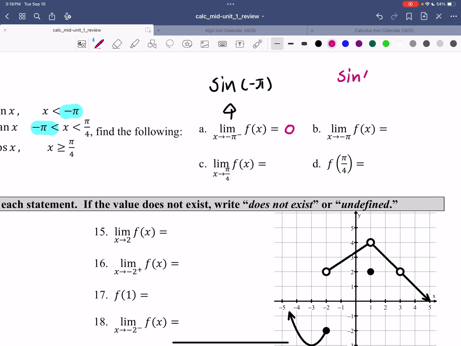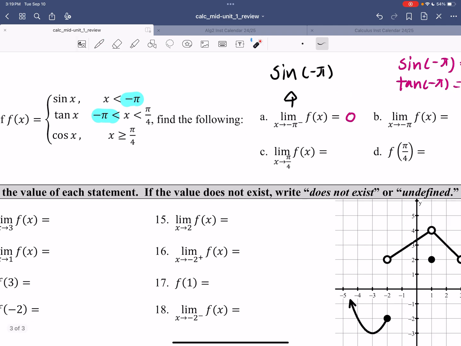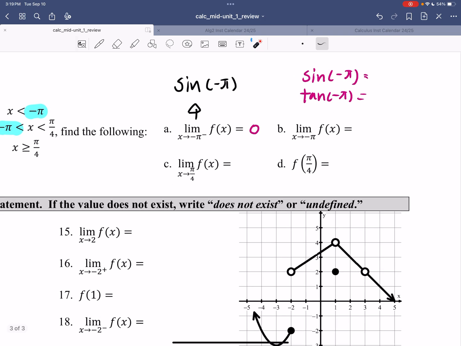You have to know sine of negative pi. Also, you have to know tangent of negative pi. What I mean is sine is from here, tangent from here, because both have negative pi. So what do you get? If you put this one into the calculator, you're going to get 0 for this. Tangent, you're going to get 0. And do you see these two are equal to each other? You're going to get 0 then.